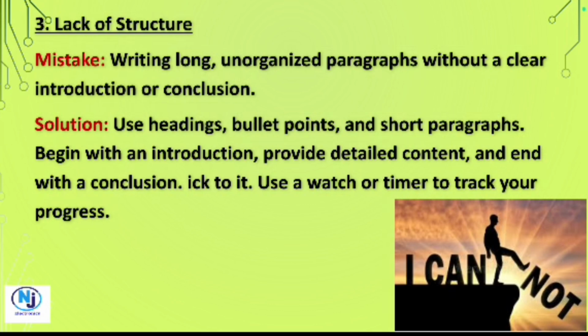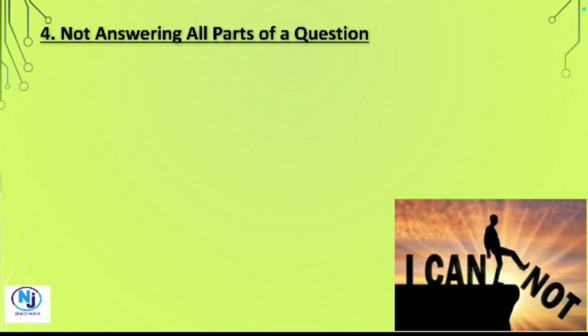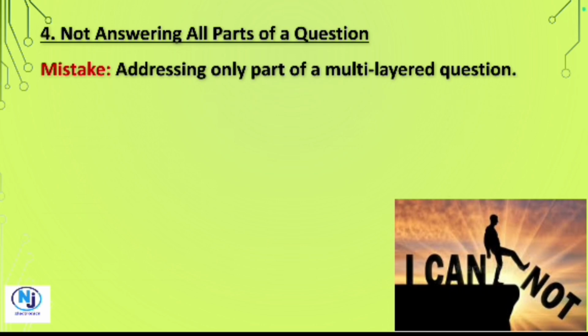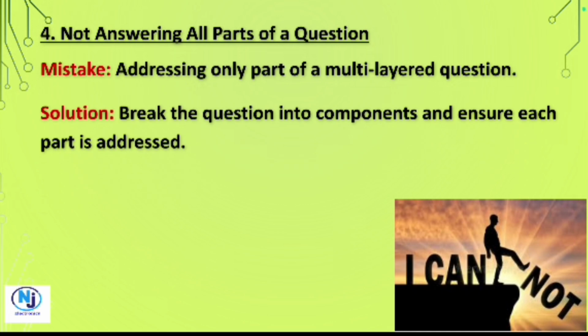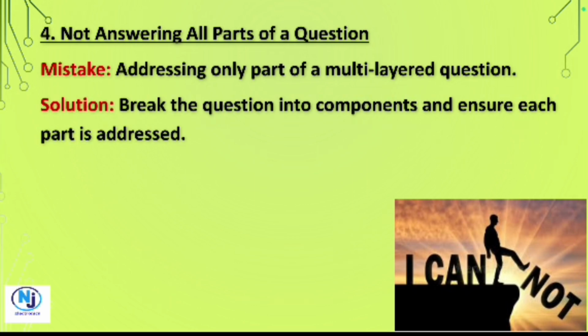The next problem is not answering all parts of the question. The common mistake is addressing only part of a multi-layered question. Most of the time in one question, two or more questions are asked, but students write only the introductory parts, just a definition and one example, but that is not required. The solution is to break the question into components, into small parts, and then write down the answer step by step for all those parts.